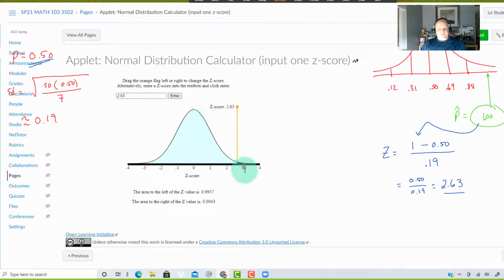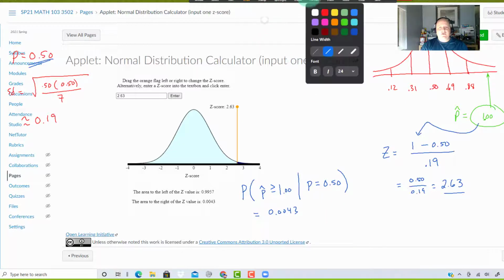2.63 for us. And here it is. What is the chance that we observe something that is this extreme or higher? So we're finding the area in that tail, and our chances are really not good. Oh my goodness. So the probability that our p hat is greater than or equal to 1.00, if we know that the population proportion is 50%, we came up with the probability of that is 0.0043.